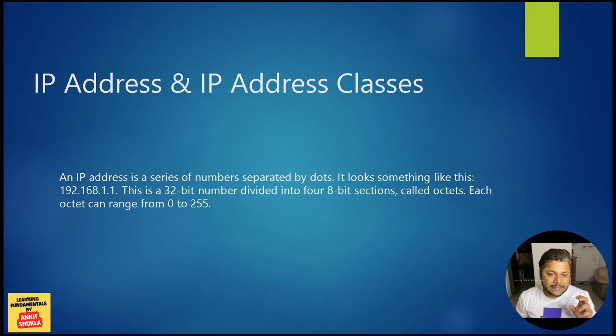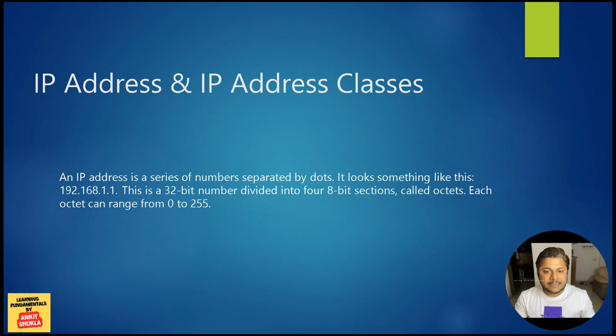As an example, if you see this IP address 192.168.1.1, it has 32 bits, which means it has 4 octets: 192, 168, 1, and 1. So 192 represents one octet, 168 represents the second octet, and similarly 1 and 1 represent the other two octets. Altogether, they make up 4 octets in an IP address.